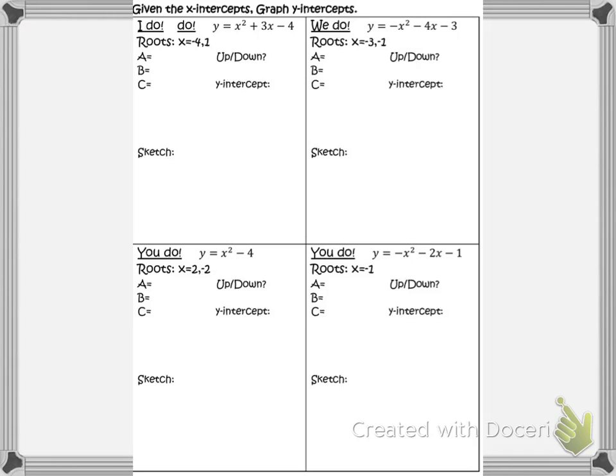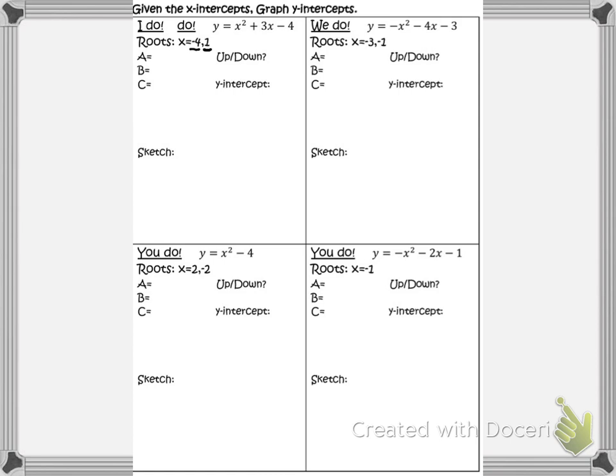Alright, welcome to graphing the y-intercept of quadratic functions. I want to start off with an I do. So for the I do, I have y is equal to x squared plus 3x minus 4. And then I am going to give you guys the roots on this one. So this one is going to be at x is equal to negative 4 and x is equal to 1. Try and cut off a little bit of work, and then just focus on the y-intercepts and then doing a quick sketch.